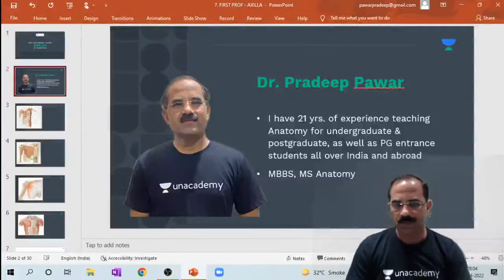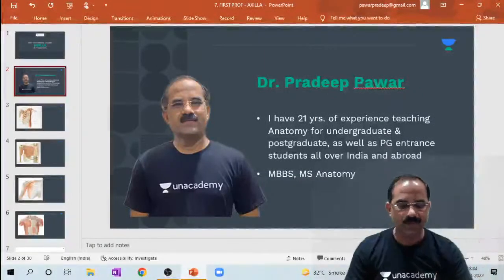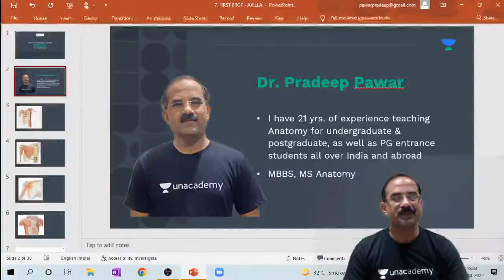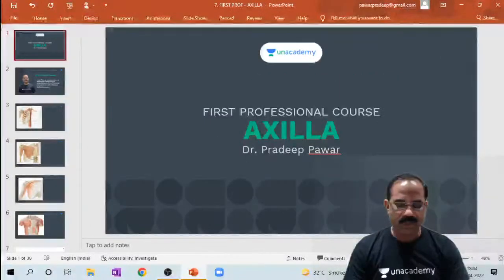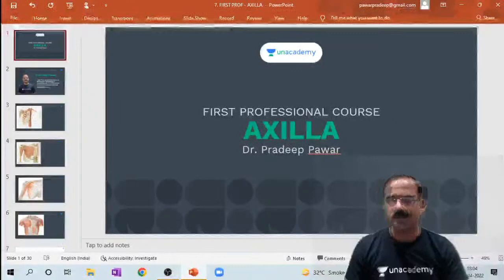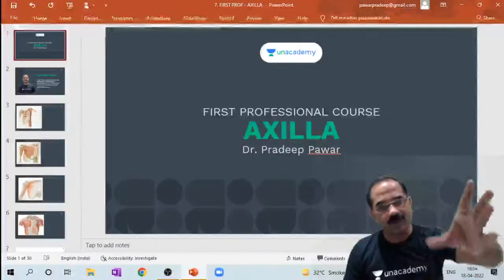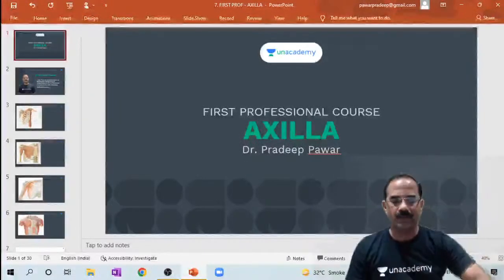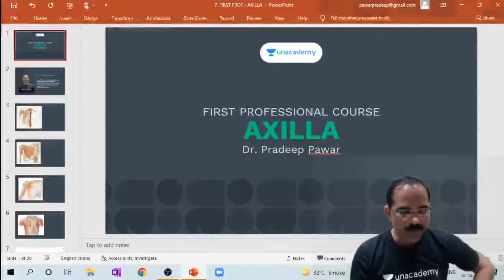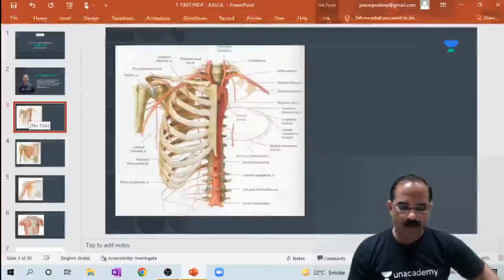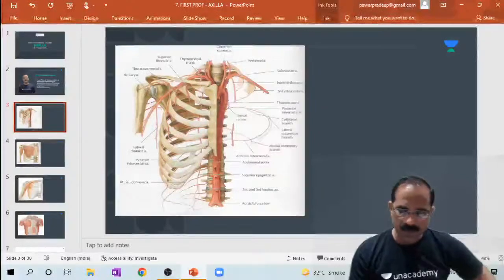Okay, so some more tips at the end of the lecture. We start with the topic for today. That's the axilla. Starting with the axilla, students, understand the boundaries of the axilla and the contents of the axilla. Okay, here we start. So look at this slide. Now, students, what is this area?